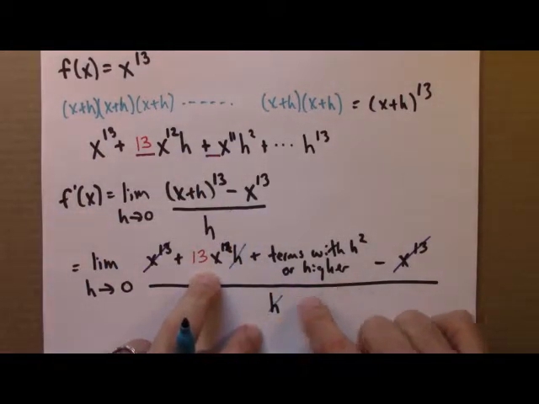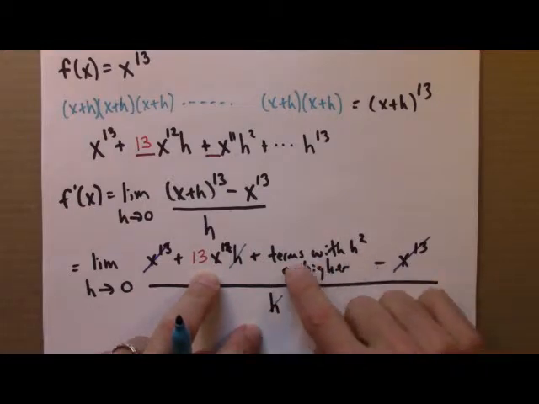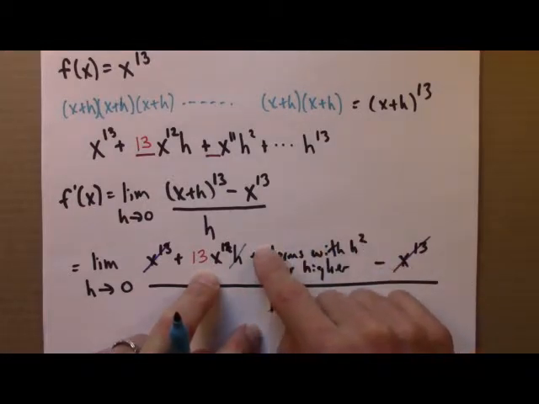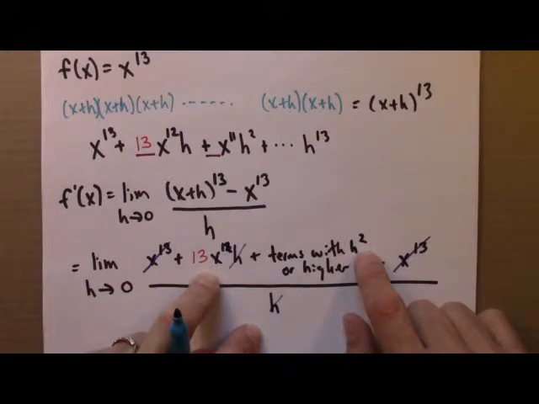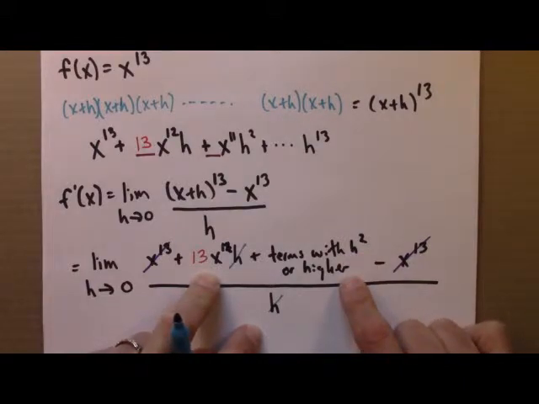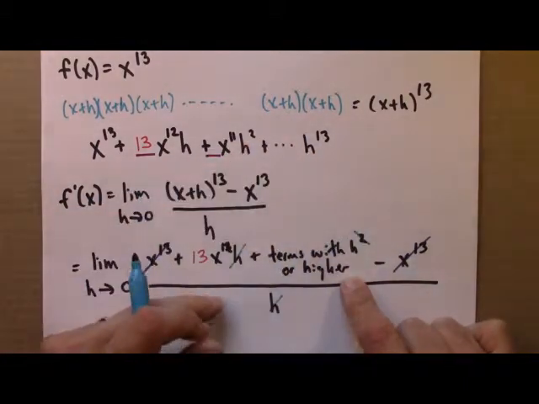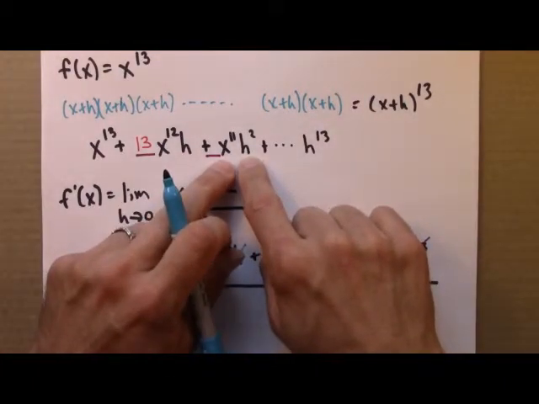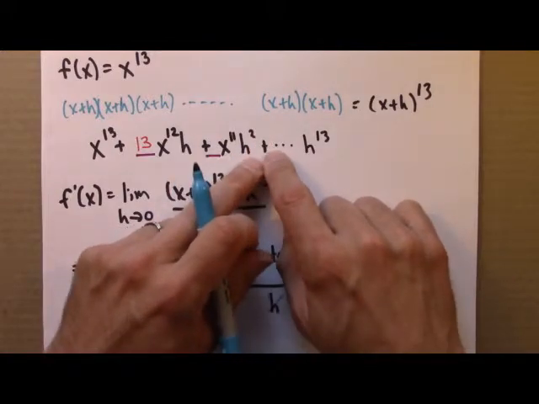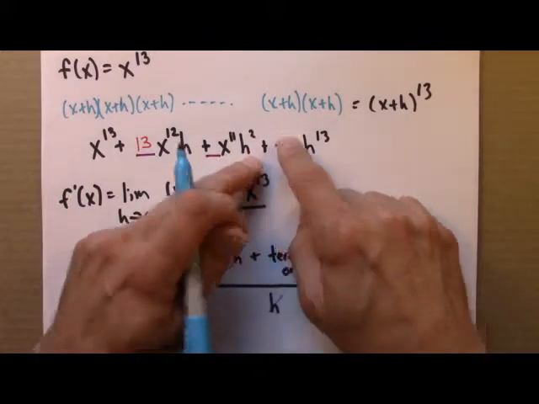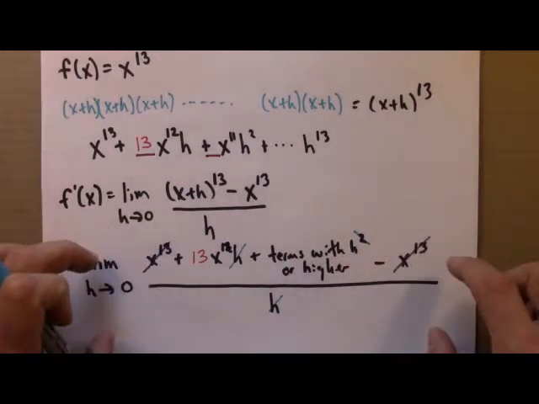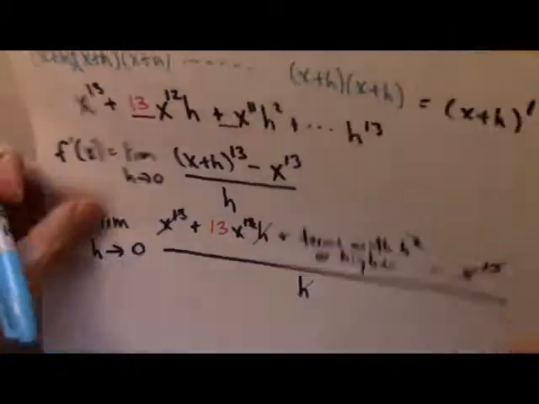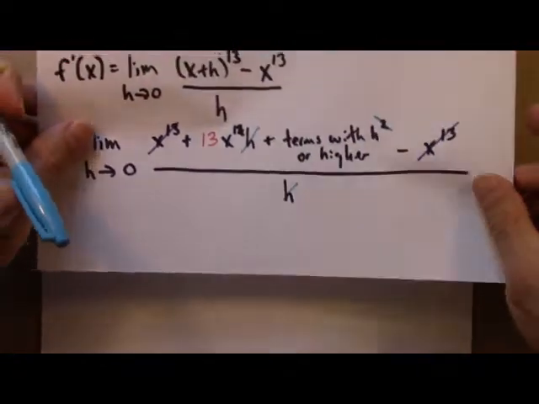But remember that we also need to cancel the h here, and so this collection of terms that has h squared or higher now becomes a collection of terms with h or higher. So after I divide through by h, this becomes 11 h to the 1. There'll be an x to the 10, h to the 2, and so on. So let's collect terms and see what this is going to give us.